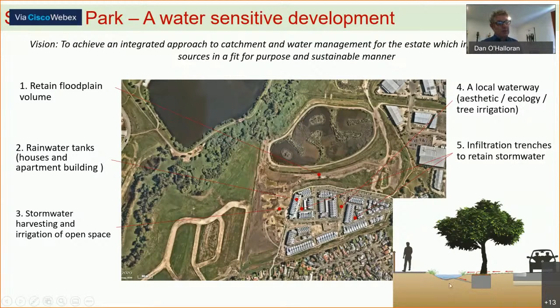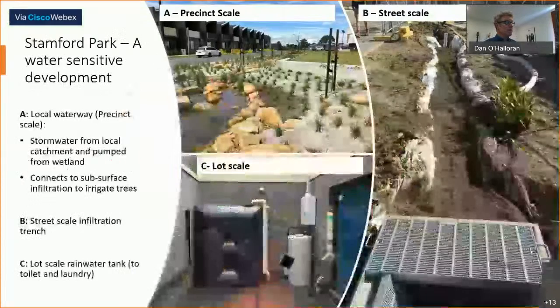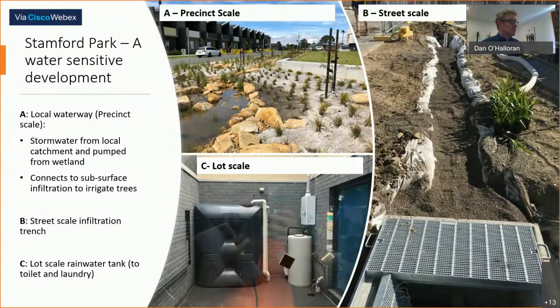It's only a small thing, but it does receive stormwater from the wetlands and also from local roads, and it's connected to infiltration trenches underneath or in line with our trees, in between our trees, so that they are getting passively irrigated also to provide shade and canopy cover. So here's what it looks like today, or as of about last week.